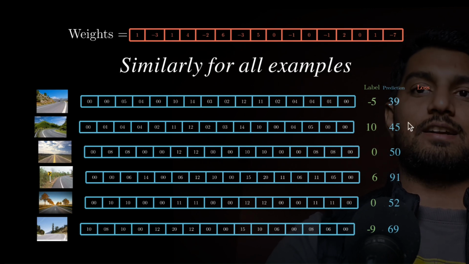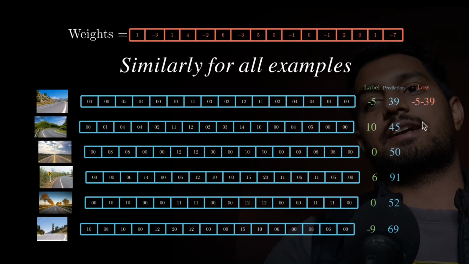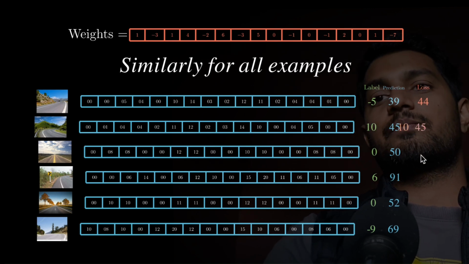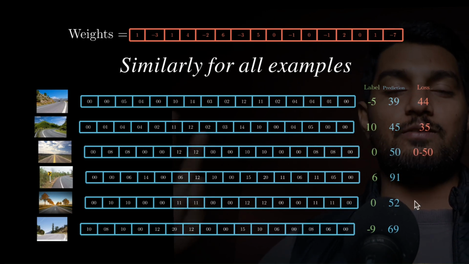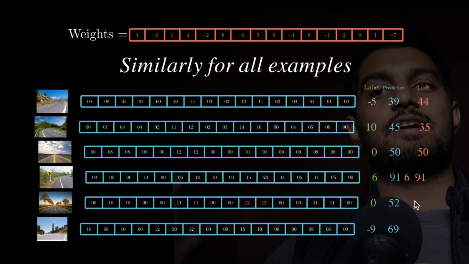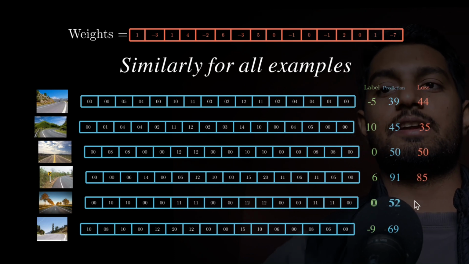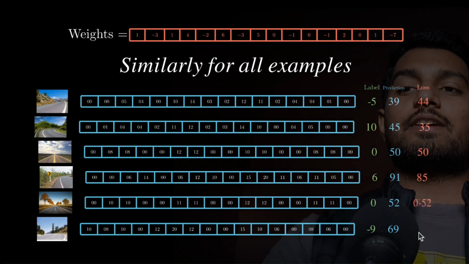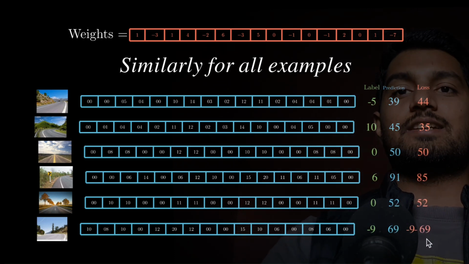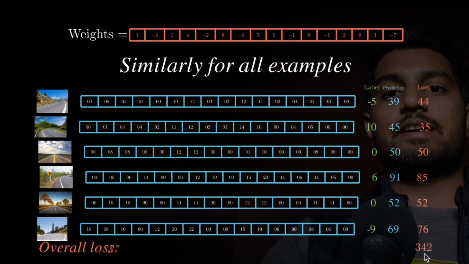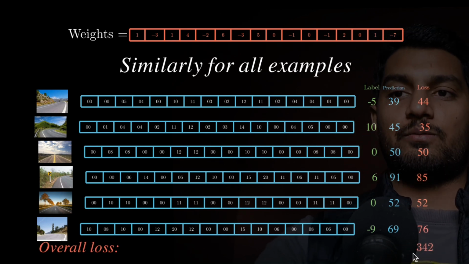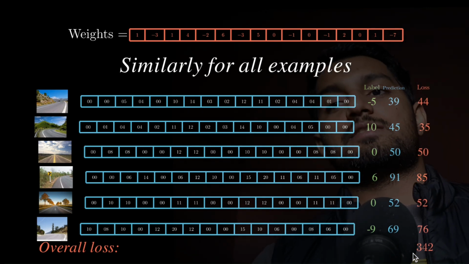So what we can do is find the loss: actual minus predicted, and their modulus. I'll get some values, and we can see very big numbers, meaning that I'm very far away. The model is not trained and it is giving me very garbage output. So we can sum all these losses and call it the overall loss. If I sum them, the overall loss is 342. So now this becomes an optimization problem.